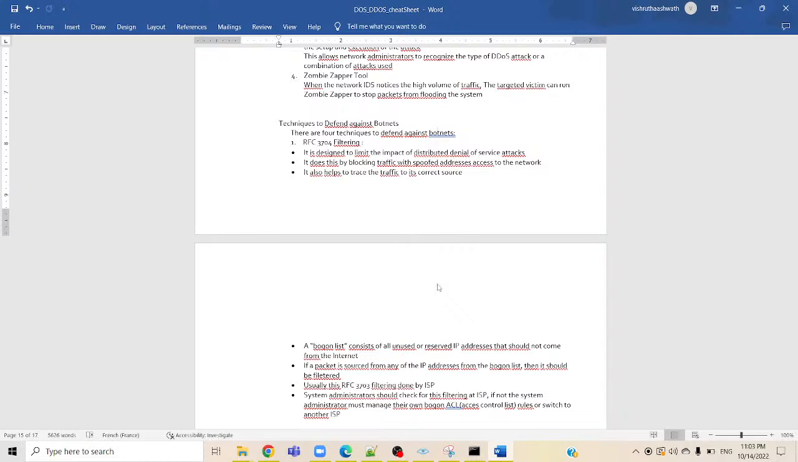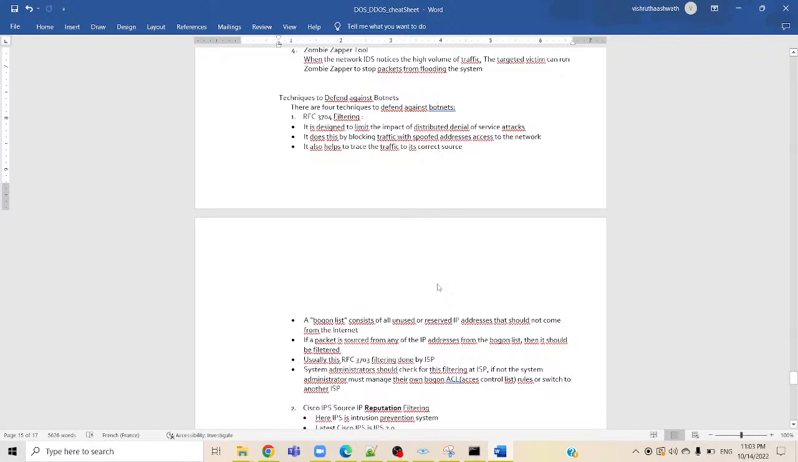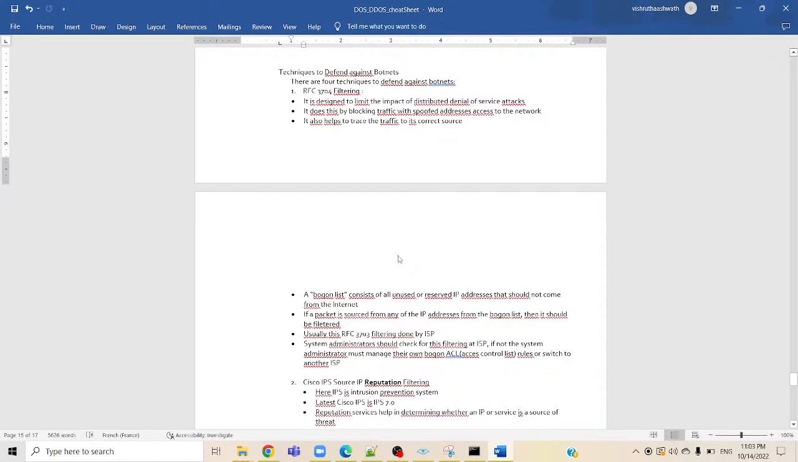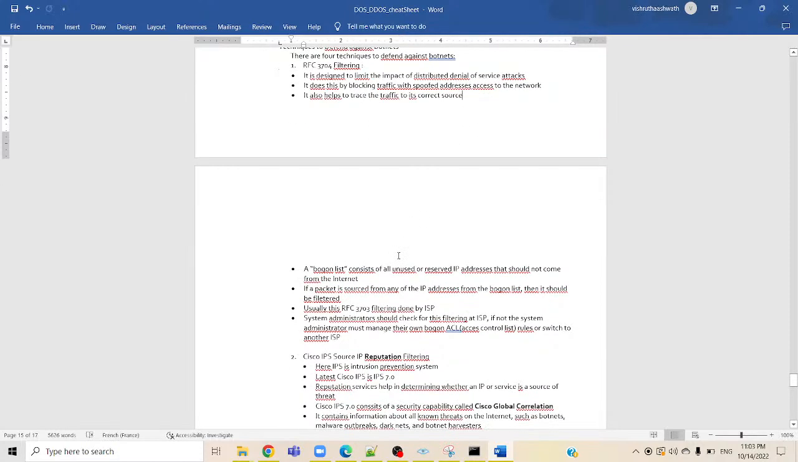RFC 3704 filtering. It is designed to limit the impact of distributed denial of service attacks. It does this by blocking traffic with spoofed addresses which access the network. It also helps to trace the traffic to its correct source. A bogon list consists of all unused or reserved IP addresses that should not come from the internet. If a packet is sourced from any of the IP addresses on the bogon list, then it should be filtered.